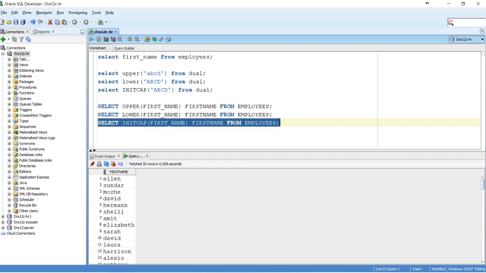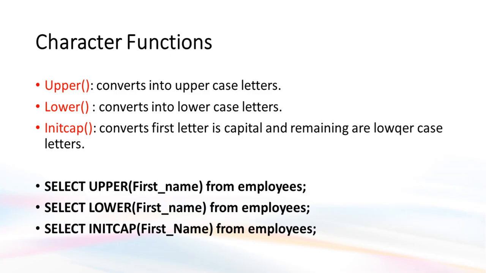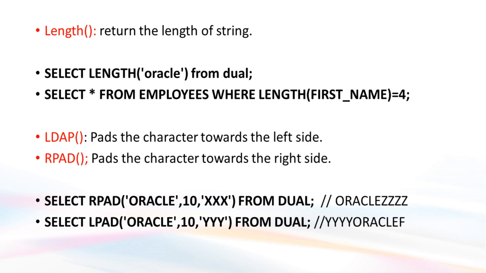Character functions. These are character functions: upper, lower, initcap. Next, length. It is also a character function. Basically it will return the length of a string. So this is an example. Select length of some string from dual, it will give you 1, 2, 3, 4, 5, 6 letters. So it will return 6. That is the length of a string.